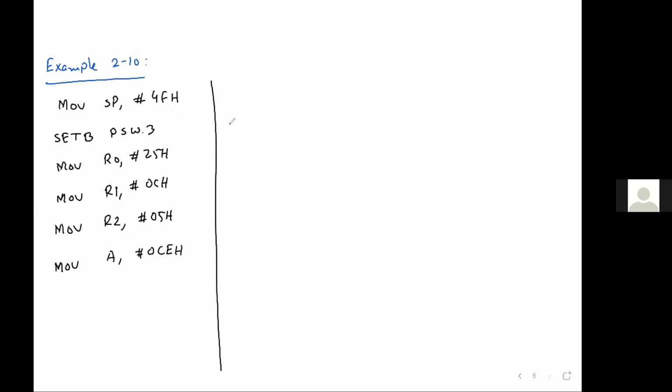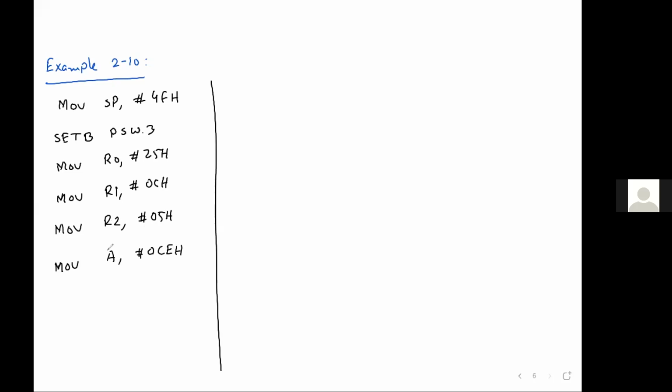Sir, in the last line, you wrote move A. So can we write like this? Yeah, you can move A, then something. So you are moving this value into register A. Of course, you can do that. I mean, if you can write move R2, hashtag 058, you can definitely write move A, 0. This R2 is also a register, A is also a register, and both are 8-bit registers. So you can do that.